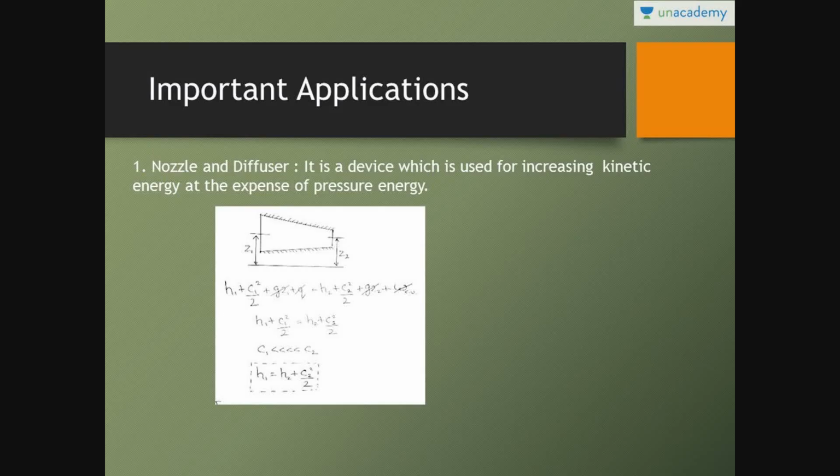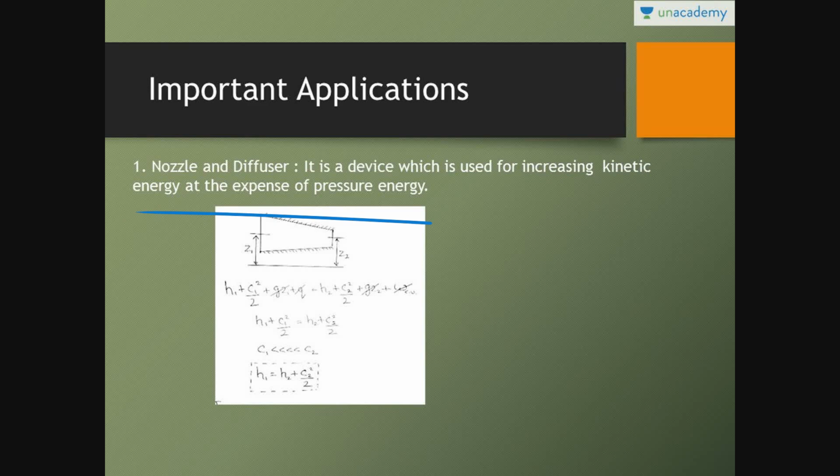These are the important applications of steady flow energy equation. First of all, we are going to take the nozzle and diffuser. What is a nozzle? A nozzle is a device which is used for increasing the kinetic energy at the expense of pressure energy.